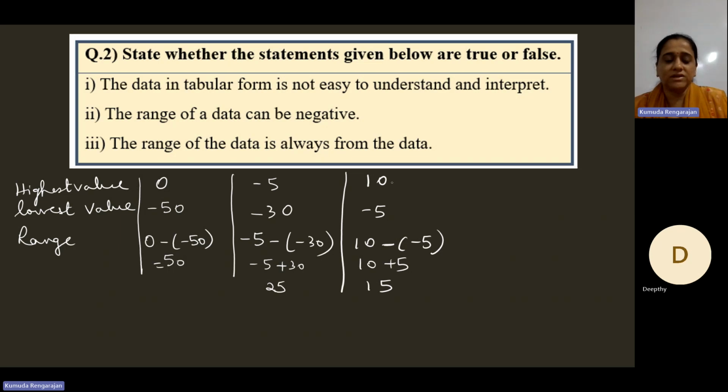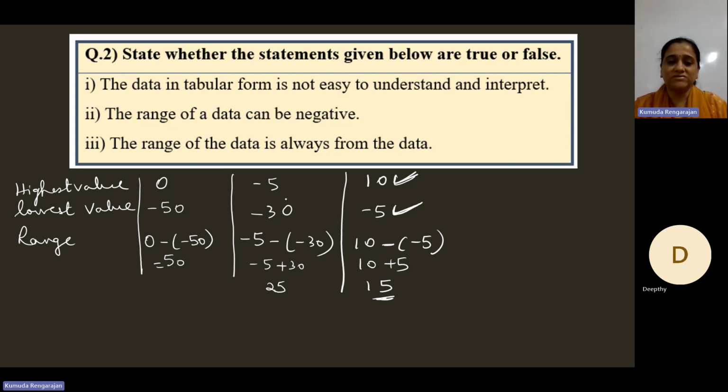Now you can see in this case itself, what was the highest value? 10. What was the lowest value? Minus 5. So that means the other values are between 10 and minus 5. The highest value is 10, so there is no value higher than 10. The lowest value is minus 5, so there is no value lower than minus 5. So there's no minus 6, minus 7, minus 8. All the values are between 10 and minus 5. But what is the range? 15. And 15 is outside the data. The highest value is 10, but the range is 15.